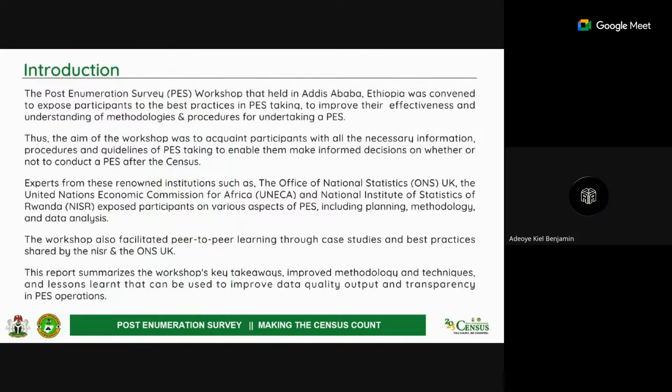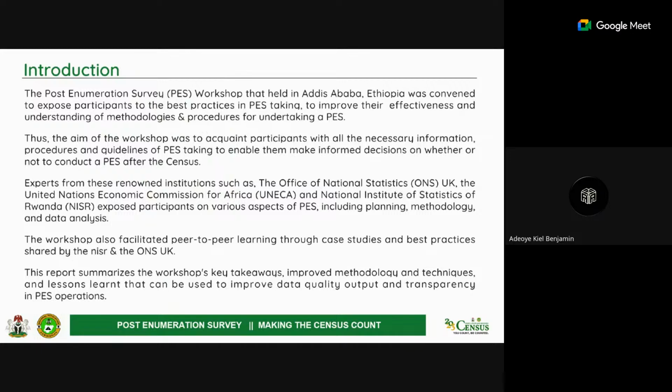The PES workshop held in Addis Ababa, Ethiopia was convened to expose participants to best practices in PES taking as a means of improving our effectiveness and understanding methodologies and procedures for undertaking the PES. So the aim of the workshop was to acquaint participants with all necessary information, procedures, and guidelines of PES taking, to enable us decide whether or not to conduct a PES after the census.